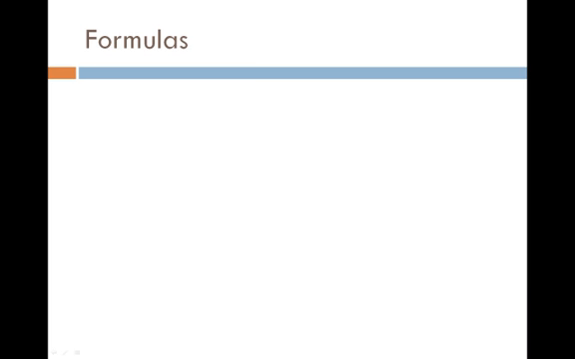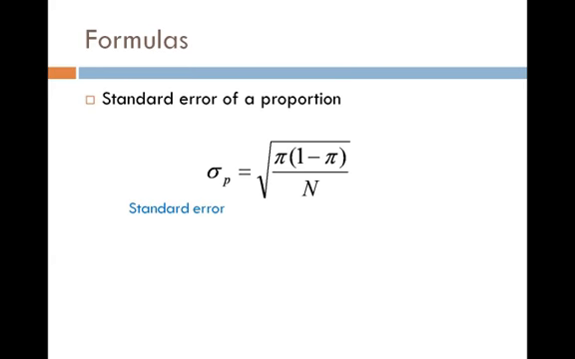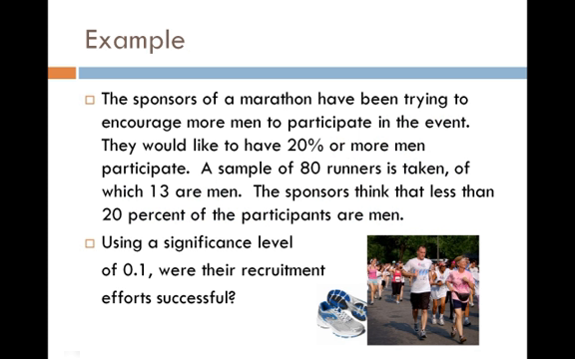One formula that will be especially helpful is the one for the standard error of a proportion. In this formula, there's a couple of things that we want to take note of, and one is the hypothesized proportion that is here and here. The n on the bottom comes from our sample size. Now we can take a look at our example.